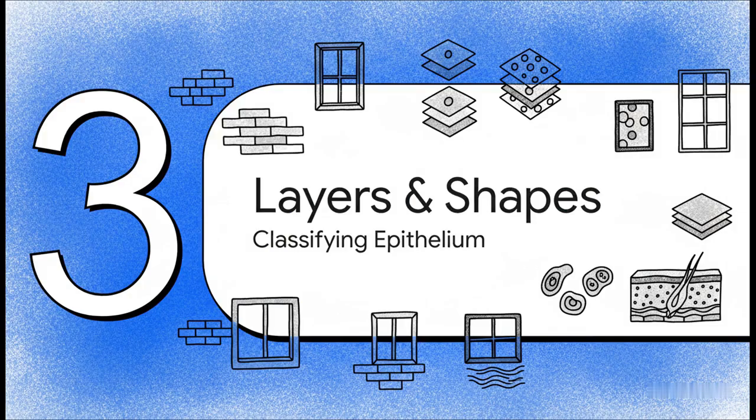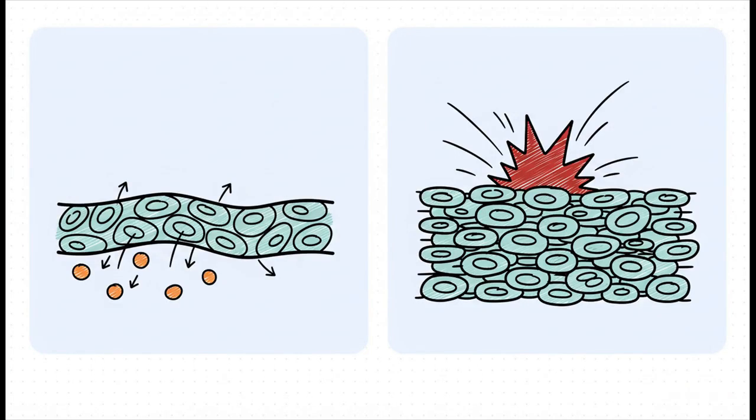Okay, so if we're calling epithelium epithelial, you know there's got to be different kinds, right? You've got your big floor tiles, your small mosaic tiles. It's the same here. And luckily for us, biologists came up with a super simple system to classify them. It all comes down to just 2 things: how many layers there are and what shape the cells are. First up, layers. This one's easy. If you've got just one single layer of cells, we call it simple. Think about it, a single thin layer is going to be perfect for places where you need things to pass through quickly, like for absorbing nutrients or exchanging gases.